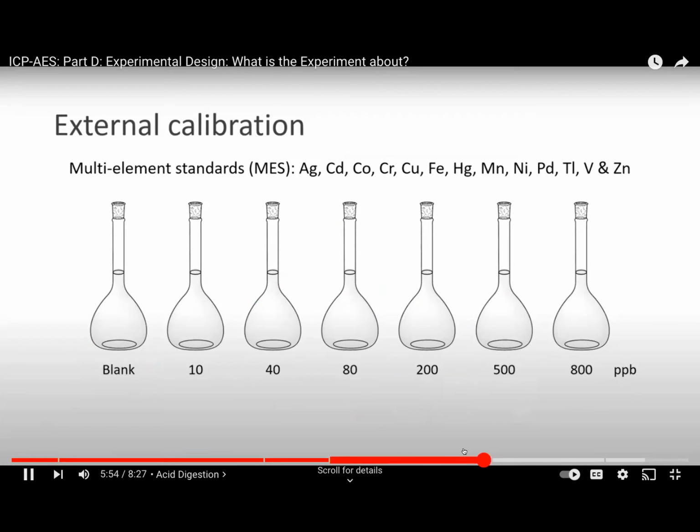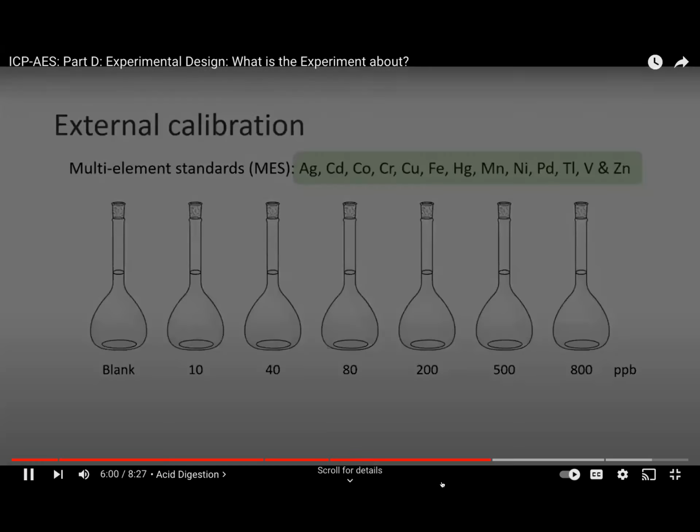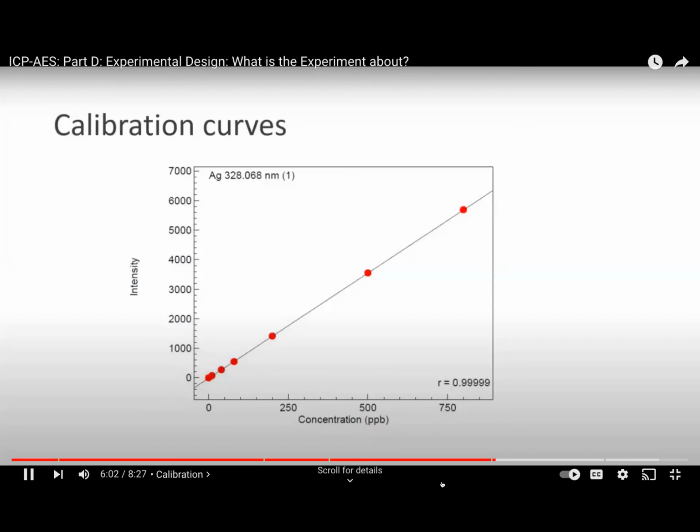In this experiment, we'll be using multi-element standards containing these 13 elements of interest. Based on the ICP-AES results of the multi-element standards, we can plot a calibration curve with emission intensity on the y-axis against the concentration of the multi-element standards on the x-axis. For example, in this case of silver, if the emission intensity obtained at 328 nanometer is 4,000 units, using the calibration curve, we can back calculate the concentration of silver present in the unknown sample.